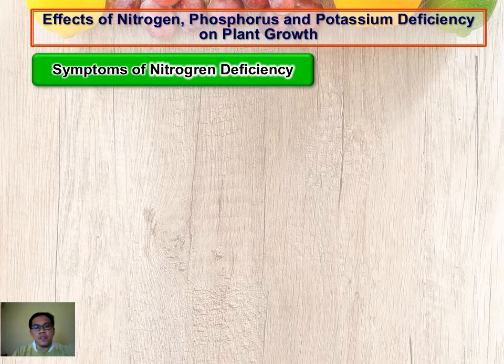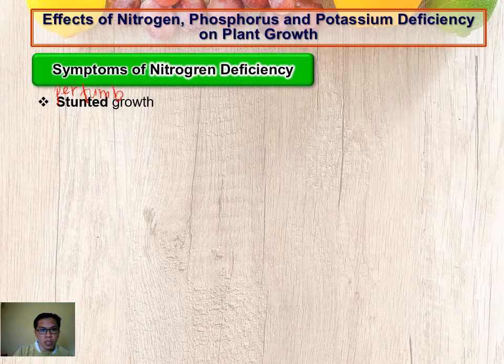Symptom of nitrogen deficiency. Okay, kesan-kesan kekurangan nitrogen. The first is stunted growth. Stunted growth mean pertumbuhan terbantut. Terbantut means dia tidak sempurna dia punya development, tinggi dia tak cantik. Sepatutnya pokok itu tinggi 1 meter. Since lack of nitrogen mean dia tak sampai 1 meter tinggi dia. Itu maksud dia begitu, stunted growth. Pertumbuhan dia tidak cantik, terbantut.